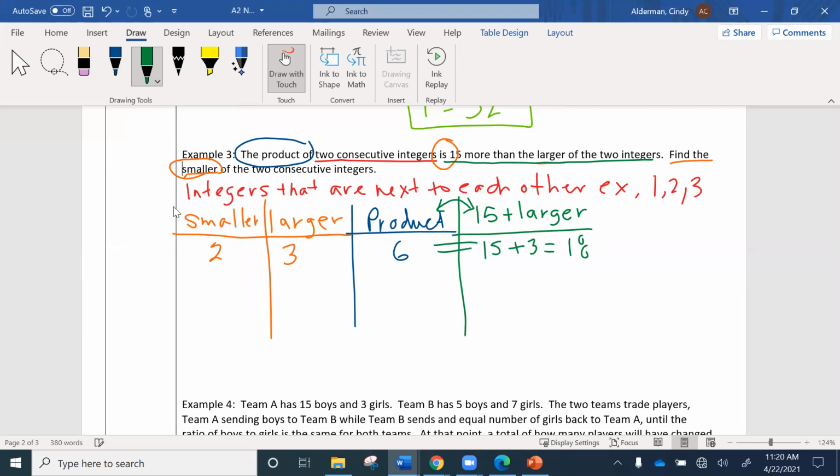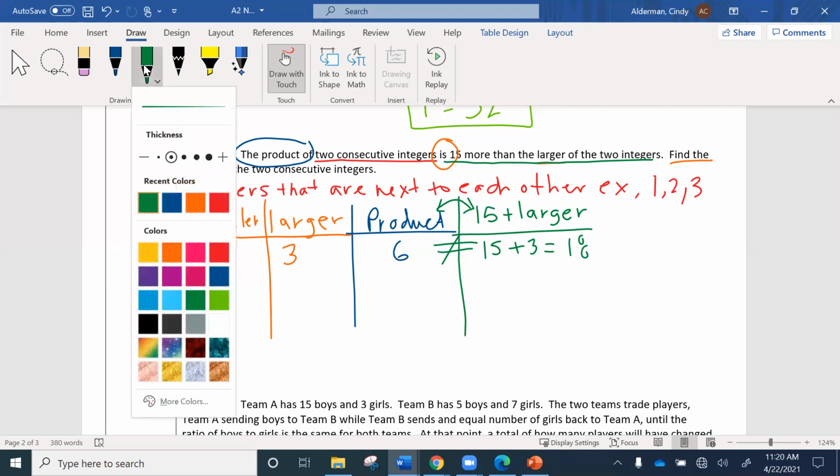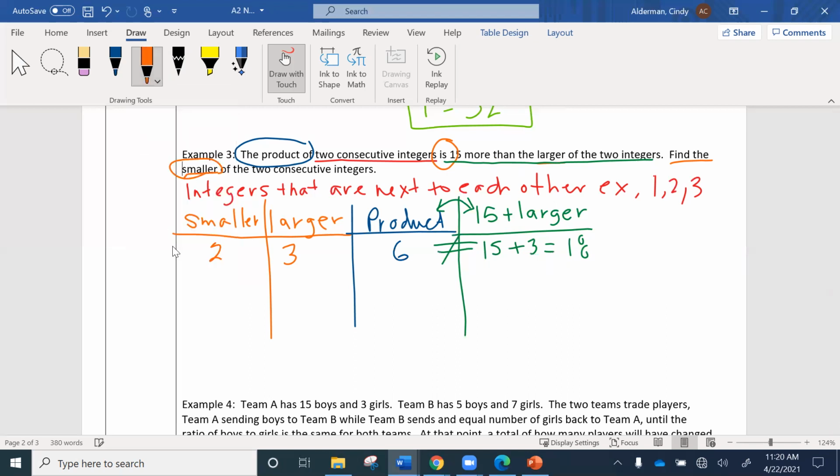We can say that 6 is not equal to 18. So we haven't come about the right number. And notice the difference between 6 and 18. Right? 18 is bigger than 6. So our next guess should be larger than our last guess, which was 2. So let's try 3. So 3 and 4 would be 2 consecutive integers.